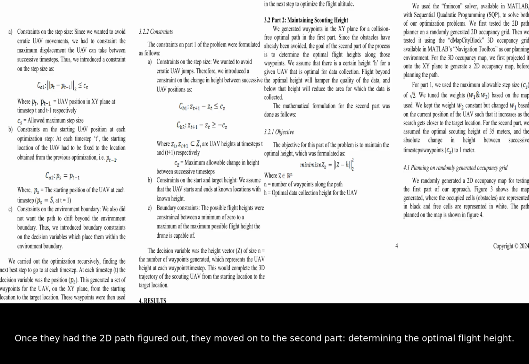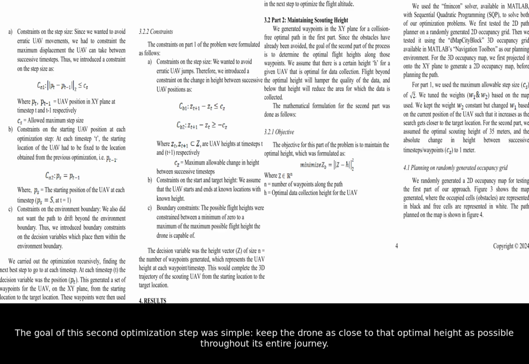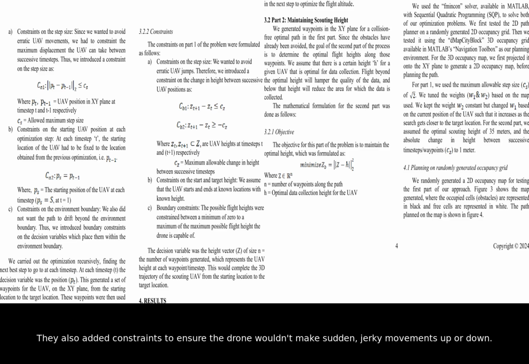Once they had the 2D path figured out, they moved on to the second part, determining the optimal flight height. They assumed that for any given drone and its sensors, there's a perfect altitude for collecting high-quality data. The goal of this second optimization step was simple: keep the drone as close to that optimal height as possible throughout its entire journey. They also added constraints to ensure the drone wouldn't make sudden, jerky movements up or down.